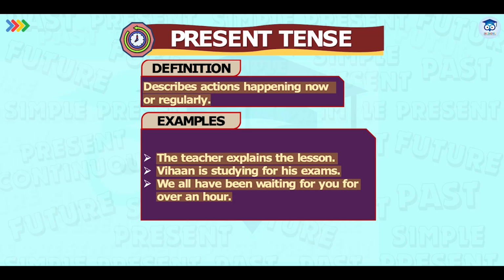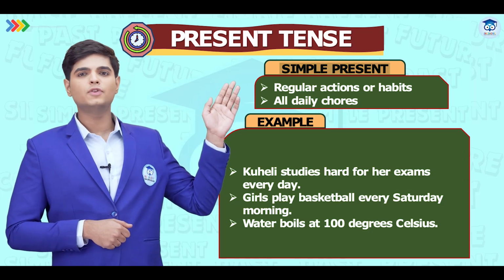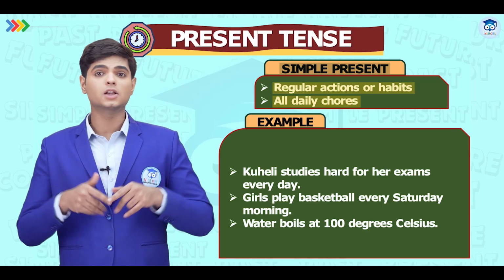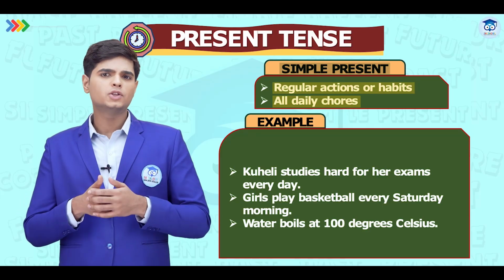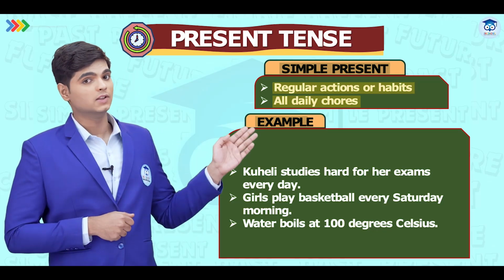Let's now break the present tense into its 4 specific forms, starting with simple present tense. We use the simple present when we talk about habits, facts or routines. If something happens again and again or is always true, it fits here. So let's take a look at the examples.